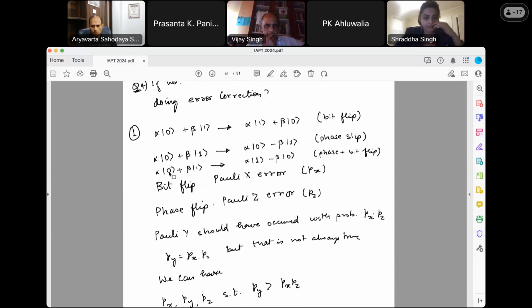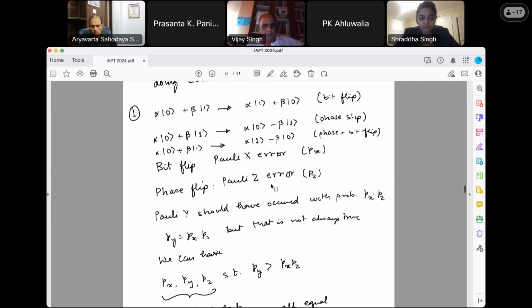Now, that means your 0 went to 1, 1 went to 0, and the local phase changed its sign from plus to minus or minus to plus. It looks like these are two errors, phase and bit, phase flip plus bit flip. So they should occur with probability of this multiplied by probability of this. For example, bit flips are Pauli X errors. So Pauli X basically changes 0 to 1. And phase flip basically takes 0 to 0 and 1 to minus 1.